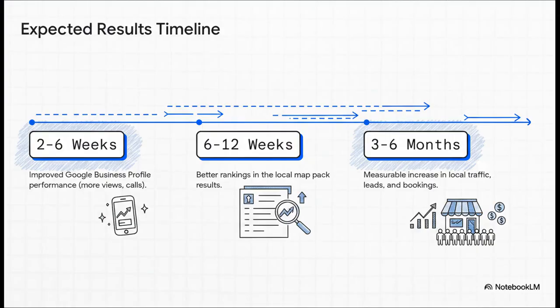Look, results aren't instant, but they are predictable. In the first month or two, you'll start to see more action on your Google business profile. More views, more calls. Within about 6 to 12 weeks, your rankings in that local map pack should start to climb. And then, by that 3 to 6 month mark, you should be seeing a measurable increase in actual local traffic and leads. It's an effort that compounds over time.